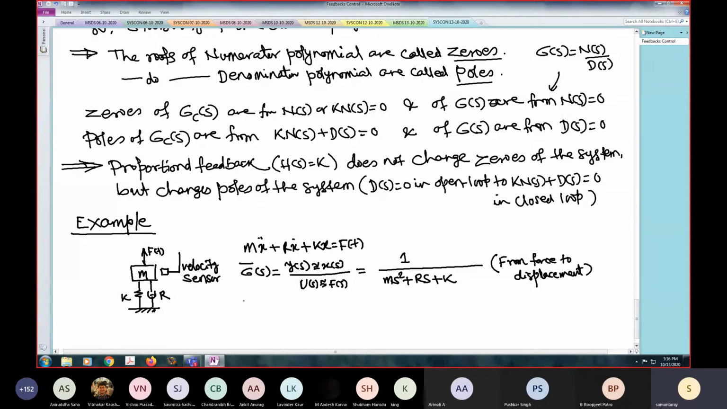For the transfer function from force to velocity, we find the Laplace transform of x dot t by U(s), that is F(s). So for x dot t, we will multiply with s. So we will get s by ms square plus rs plus k. This is from force to velocity.